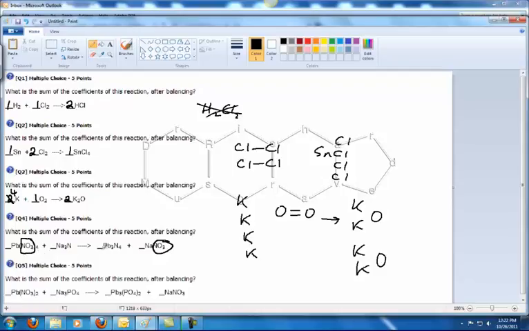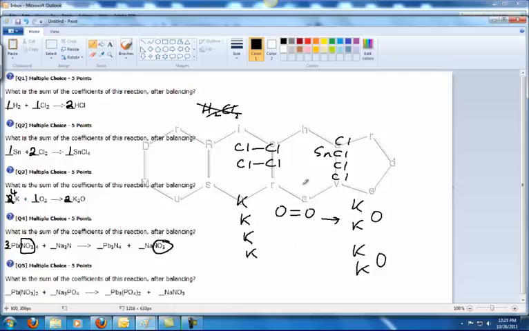So here's how I'm going to do this. I've got 1 lead here and I've got 3 leads here. So what I'm going to go ahead and do is put a 3 in front of here like this. Okay, so the leads are all balanced. That's not a problem. Now look what we've done to the nitrogens. We've got 3 times 4 is 12 NO3s.